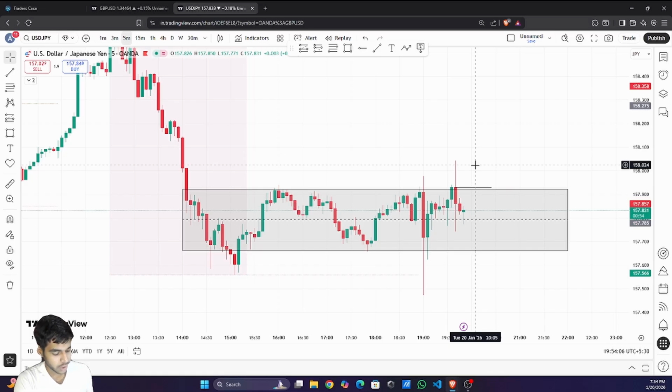We will do a paper trade just to see. JPY 5-minute break of structure, paper.